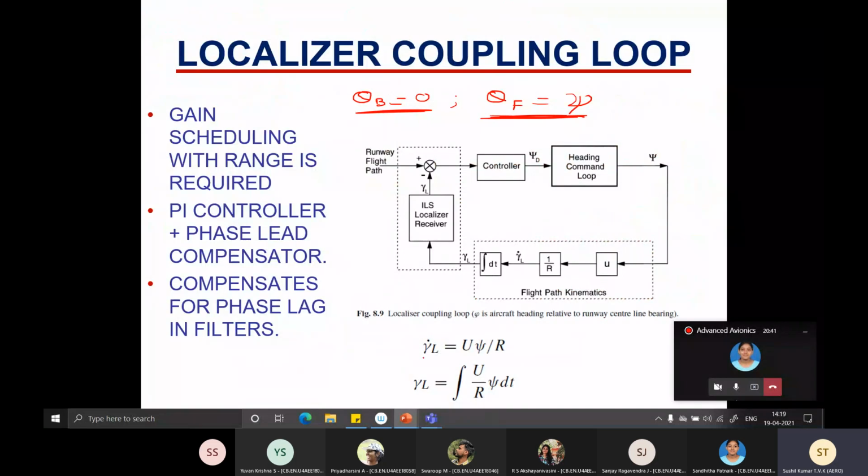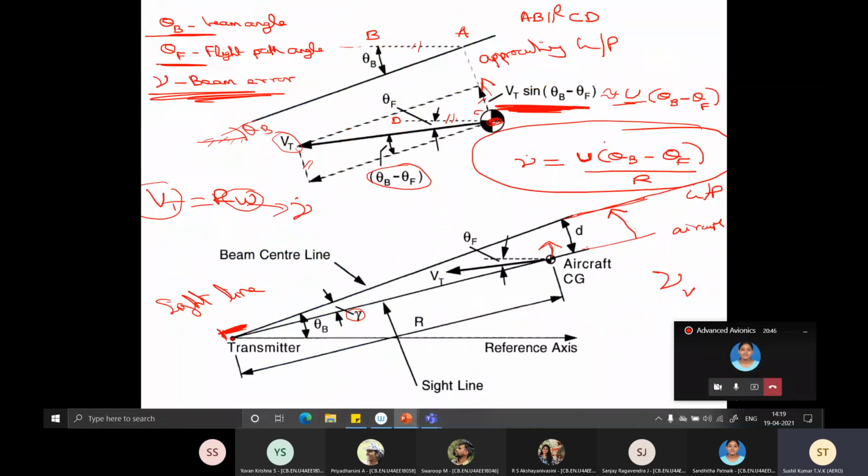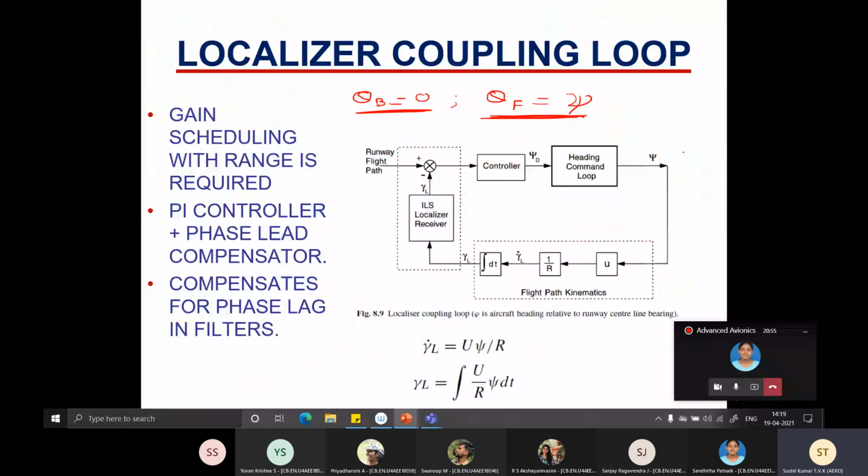Gamma dot L is nothing but, if you substitute in the previous equation, this becomes zero, and theta f is the psi. So you get this relationship: gamma dot is equal to u times psi by r, with appropriate signs of course, because it can be left or right. That has to be taken care of, and it will be taken care of in the controller part itself. That sign, we just take the magnitude right now.